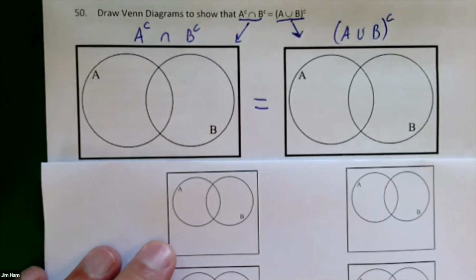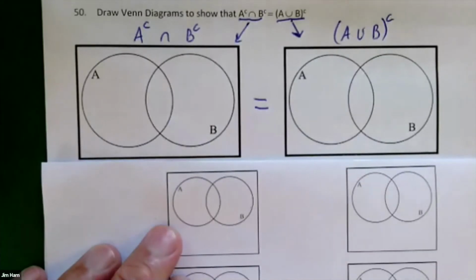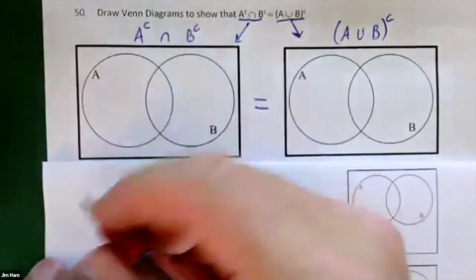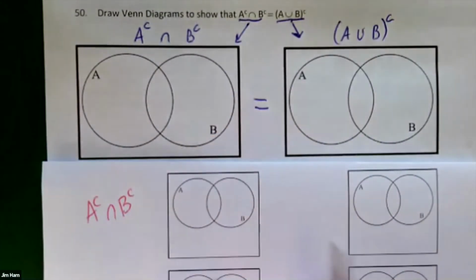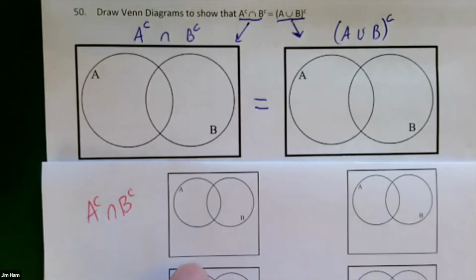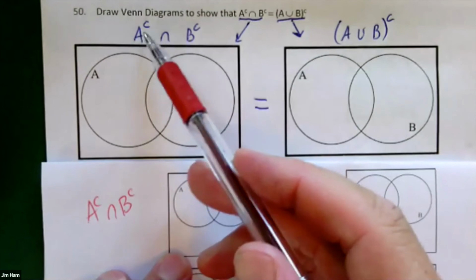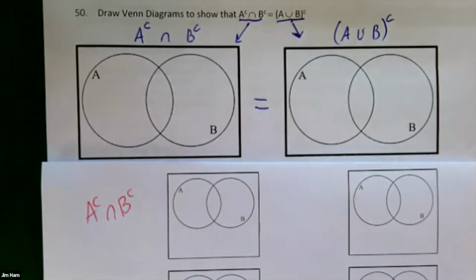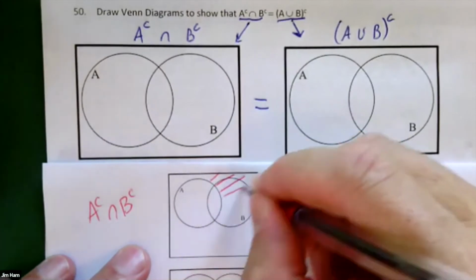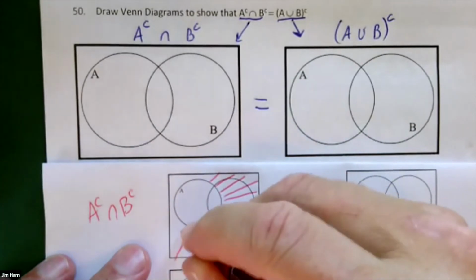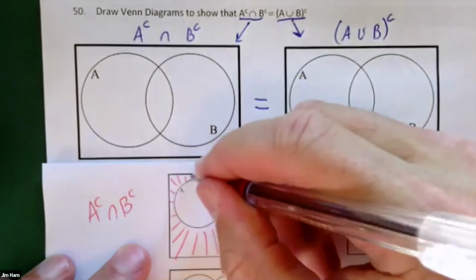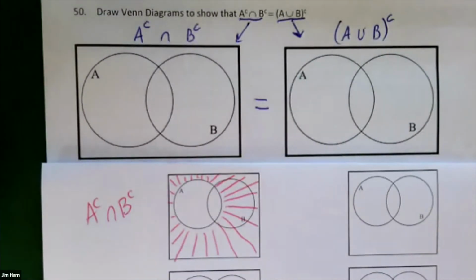Okay, here's A. So what I'm going to do is graph this one right here, A complement intersect B complement. I want to shade this one. But I'm going to use a worksheet down here to show you how it occurs. The first thing I'm going to shade is A complement. Now A complement is everything outside the set A. So I'm going to shade everything outside the set A. Specifically, I'm going to shade everything in the universal set except A. Notice that everything is shaded except the circle A. That's how we shade A complement.